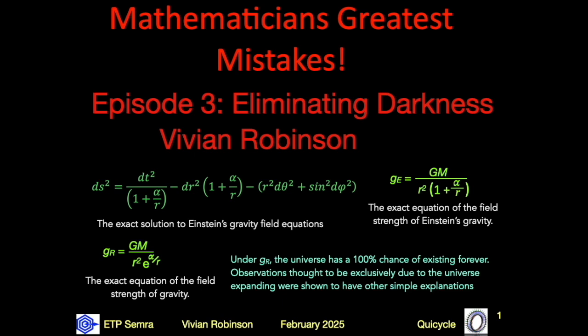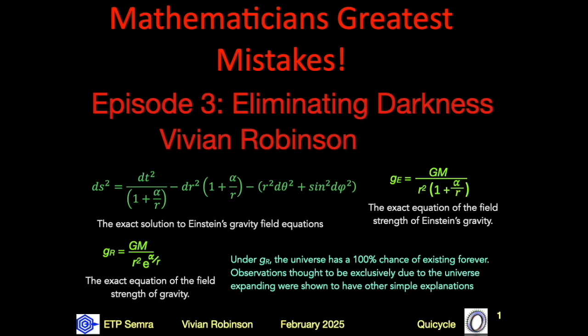In the first episode, I showed just how easy it was to understand the physics of Einstein's gravity equations and solve them, and they were only approximations anyway. So I also showed how easy it was to derive the exact solution to gravity. In the second episode, I removed the 1 in 10 to the 60 odds of the universe existing. The universe is infinite and steady state with a 100% chance of always existing.